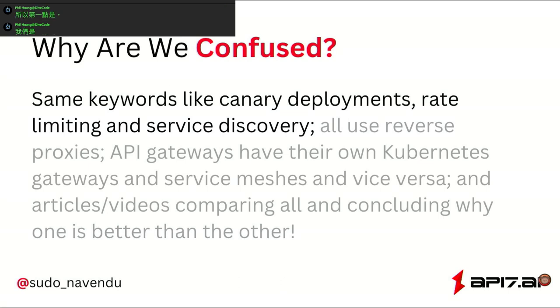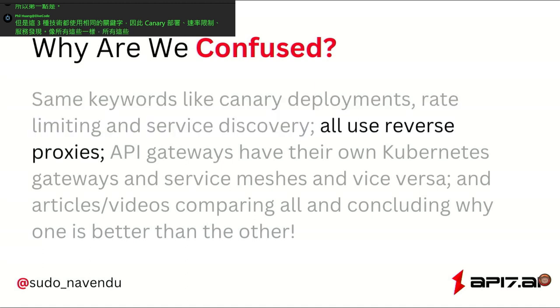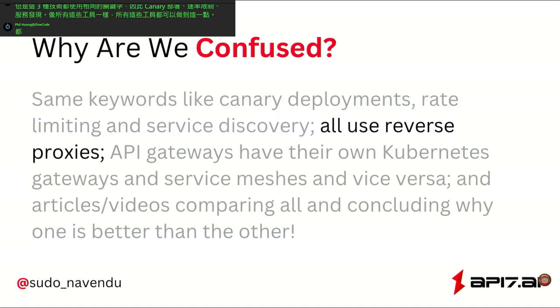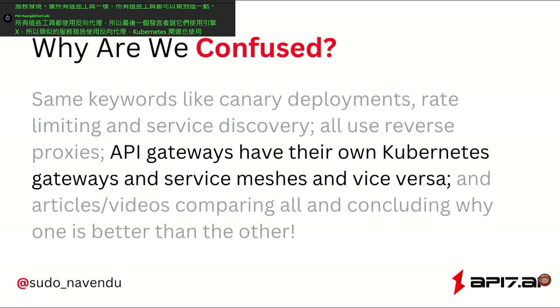all of these three technologies use the same keywords. Canary deployments, rate limiting, service discovery, all of these tools do that. All of these tools use reverse proxies. Like the last speaker said, they use Nginx. Similarly, service meshes use reverse proxies, and Kubernetes gateways also use reverse proxies. And API gateways have Kubernetes gateways. And API gateways have service meshes. Some service meshes have their own API gateways and all sorts of stuff. So it's confusing.